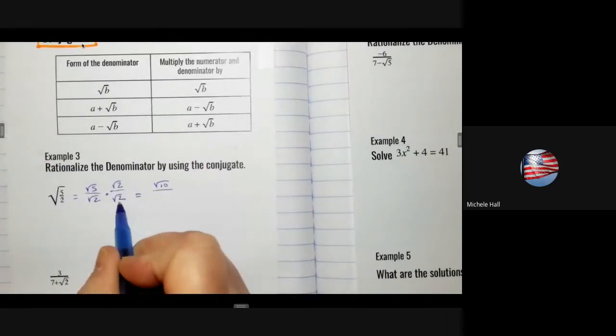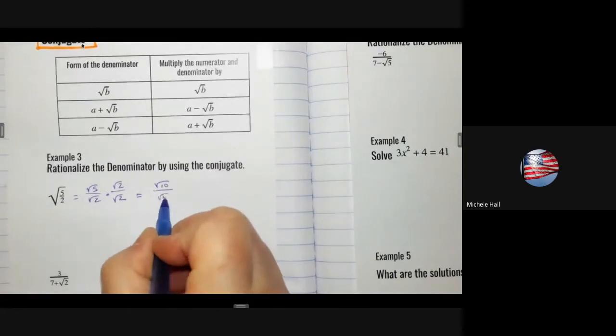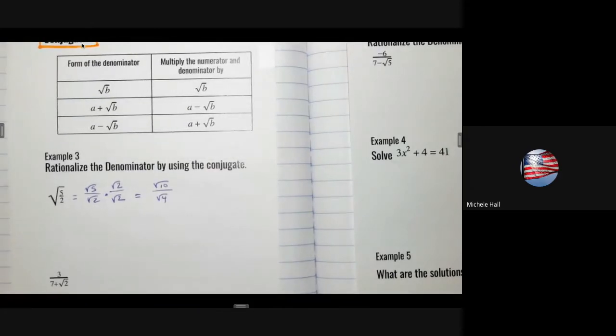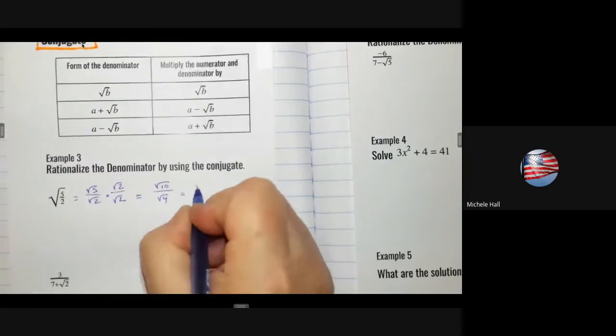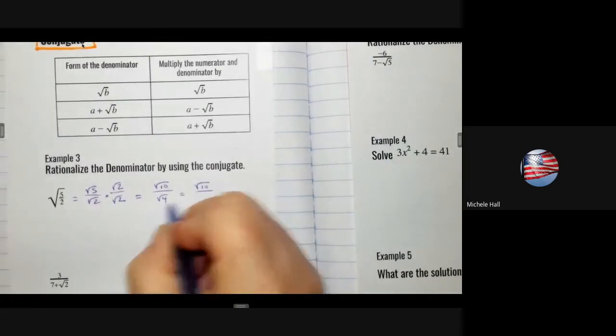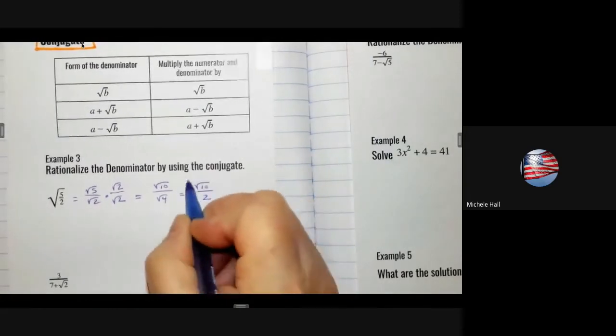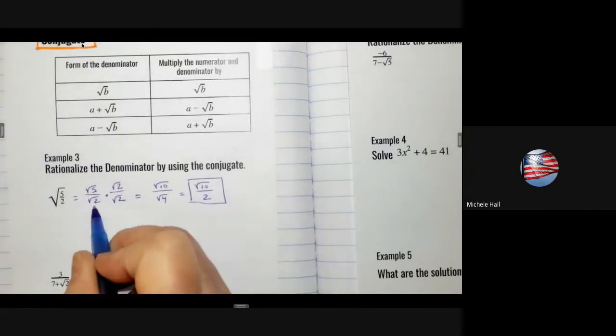And then the square root of 2 times the square root of 2 is the square root of 4. And now we can see we have that perfect square. Therefore, our answer will be the square root of 10 over the square root of 4, which equals 2. You cannot have square roots in the denominator.